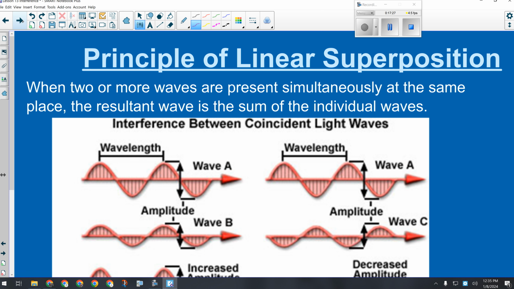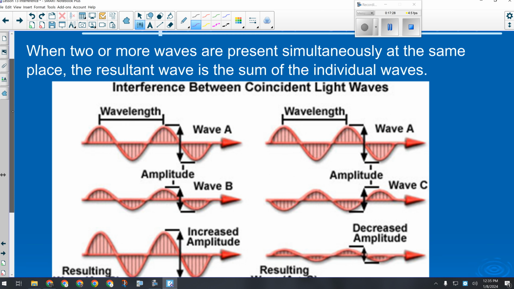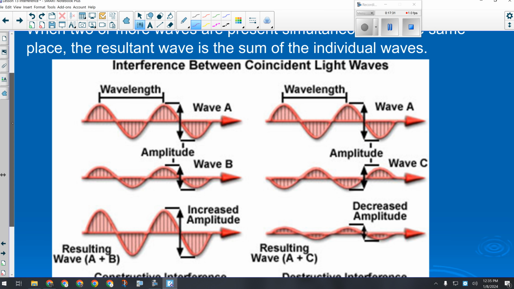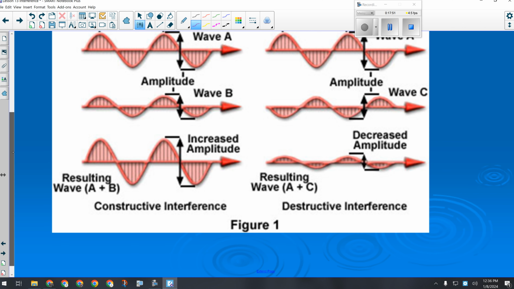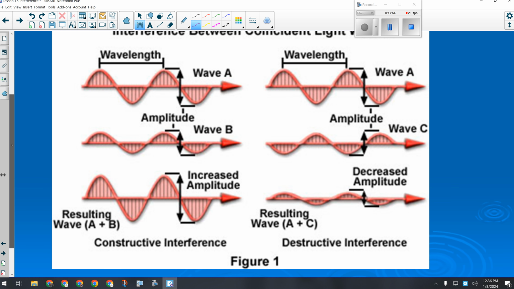Okay. So if we're looking at these, if I've got wave A and wave B, are they in phase? Yeah, when one is up, the other is up. They are in phase, so they are going to exhibit constructive interference, and so they're going to show increased amplitude.